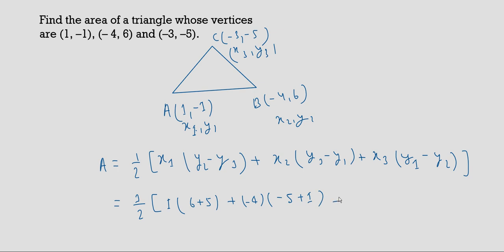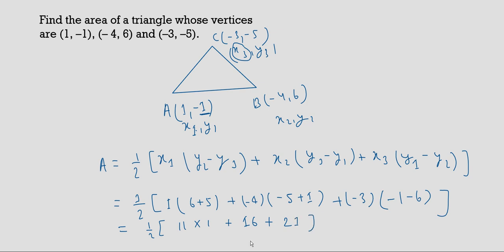Do you agree? Now x3 means minus 3, and y1 minus y2: y1 is minus 1 and y2 is 6, so it becomes minus 1 minus 6. Now add and subtract them and you will have the answer. 6 minus 5 is 1, times 1 gives 11 after simplification, minus 5 plus 1 becomes minus 4, which gives plus 16, and then 6 plus 1 is 7, 7 into 3 is 21.